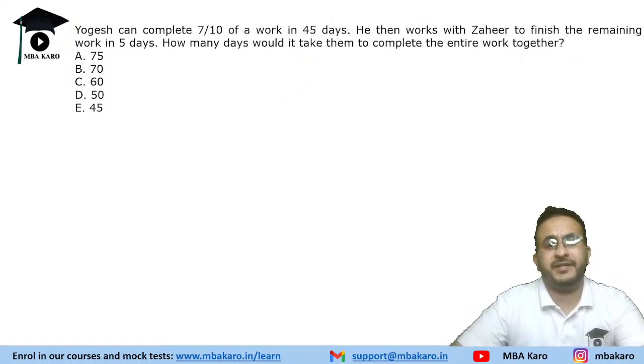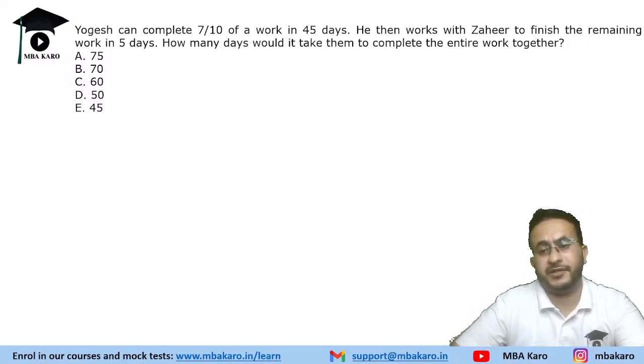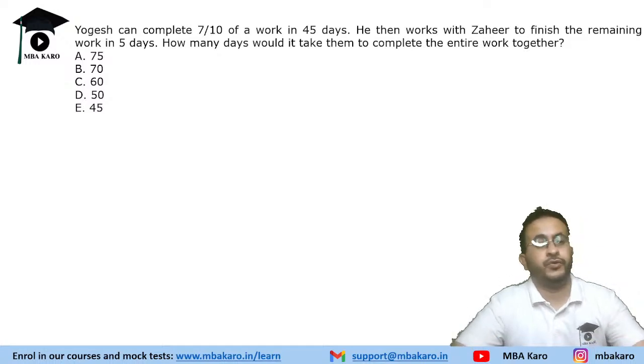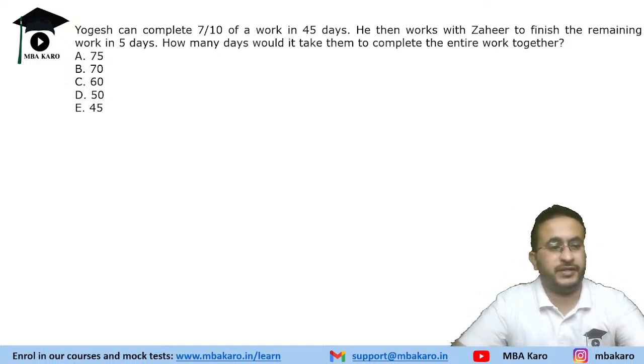Yogesh can complete 7 by 10 of a work in 45 days. He then works with Zahir to finish the remaining work in 5 days. How many days would it take them to complete the entire work together? So there are two people, Yogesh and Zahir. It is given how much Yogesh can do in 45 days, and how much time he takes to complete the remaining work along with Zahir. You need to tell how many days they will take to finish the complete work if they are working together.